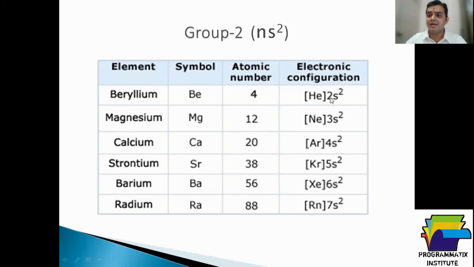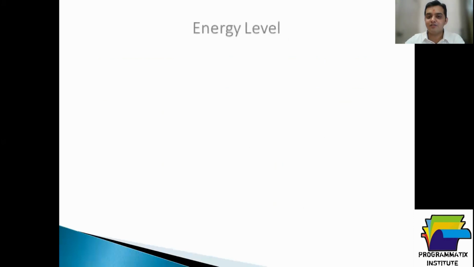So again, very simple. Beryllium, second period, helium 2s2. Magnesium, third period, neon 3s2. Calcium, fourth period, argon 4s2. Strontium, fifth period, krypton 5s2. Barium, sixth period, xenon 6s2. And radium, seventh period, radon 7s2. I hope you got it, but you need to practice on your fingers. Going to the next one.